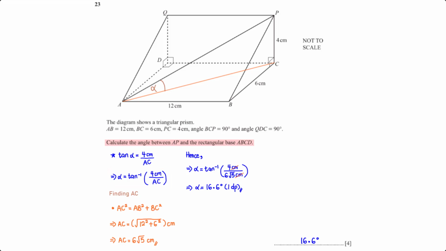To get AC, we apply the Pythagoras theorem to triangle ABC. This gives us AC squared equals AB squared plus BC squared. AB is 12 centimeters and BC is 6 centimeters. When we plug in these values into the equation and make AC the subject, this is what we have, which is equal to 6 root 5 centimeters. When we plug in the value of AC into the original equation, this is what we have. When we type this into the calculator, we get 16.6 degrees rounded to 1 decimal place.